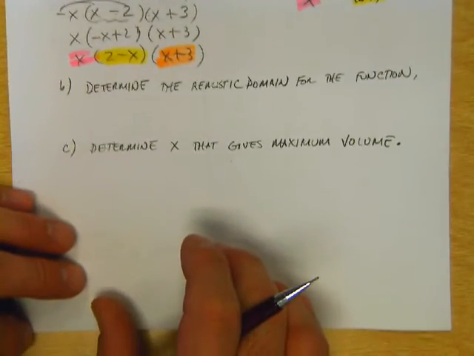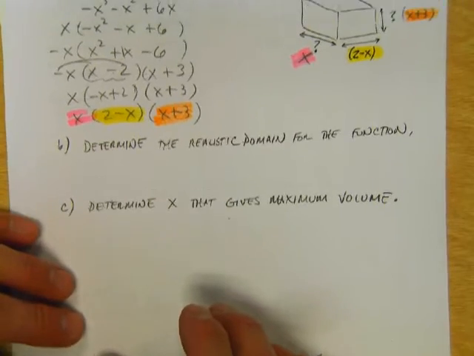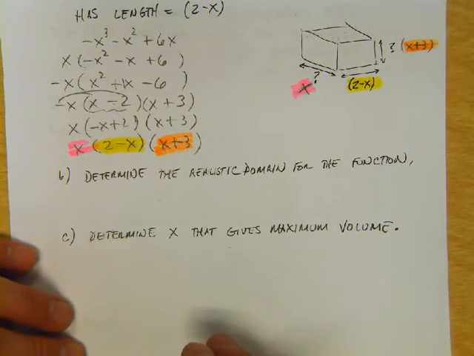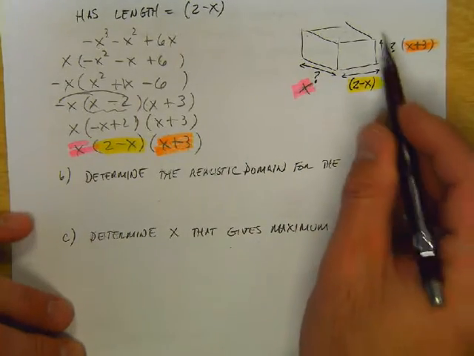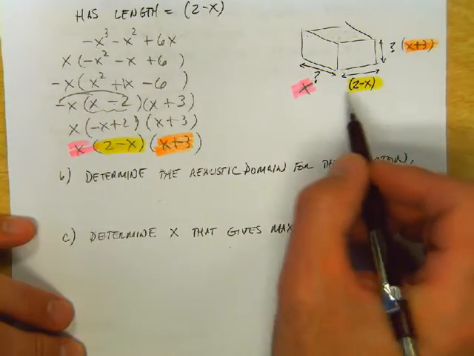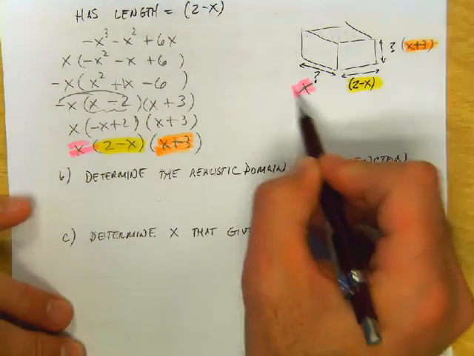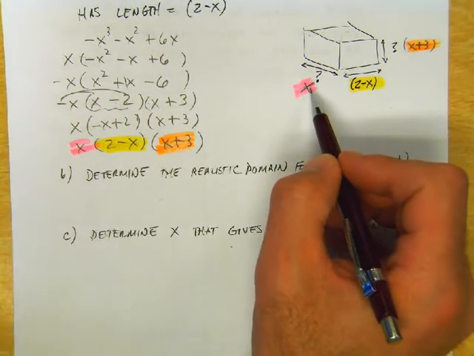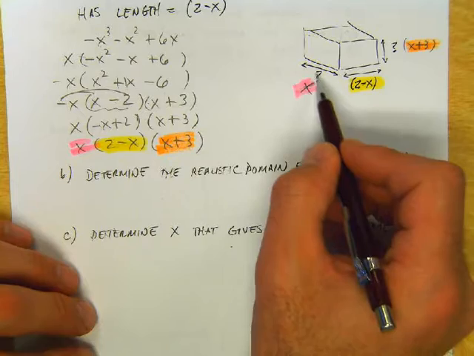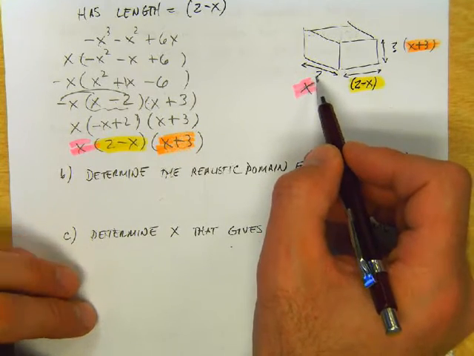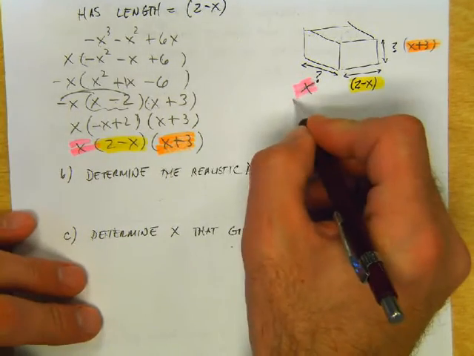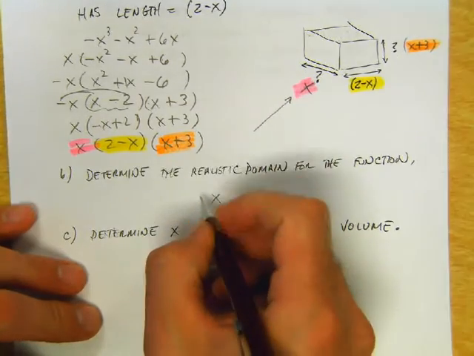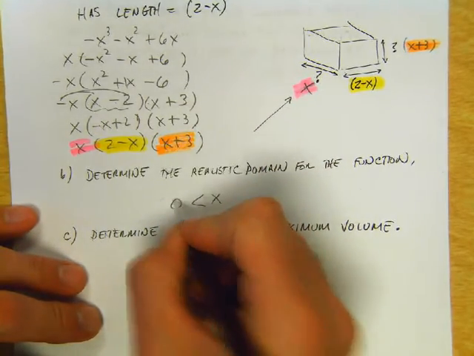Now, the next question says, determine the realistic domain for the function. So let's think about dimensions for a box. Is it possible, for example, that this side could be a negative number? Could it even be 0? No. So this side, we know that the domain, or the x values, have to be bigger than 0.